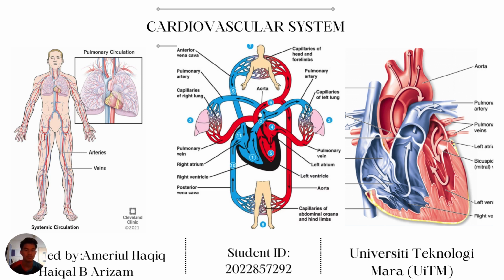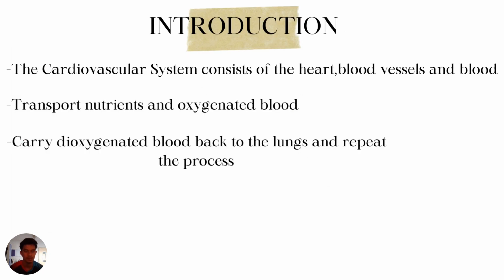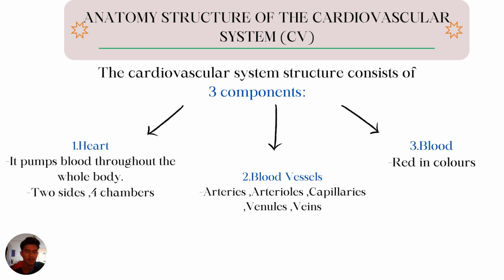So today I want to present about the cardiovascular system. So we will start with introduction first. The cardiovascular system consists of the heart, blood vessels, and blood. The cardiovascular system also transports nutrients and oxygenated blood, and carries the deoxygenated blood back to the lungs and repeats the process. Next, I will present about the anatomy structure of the cardiovascular system.